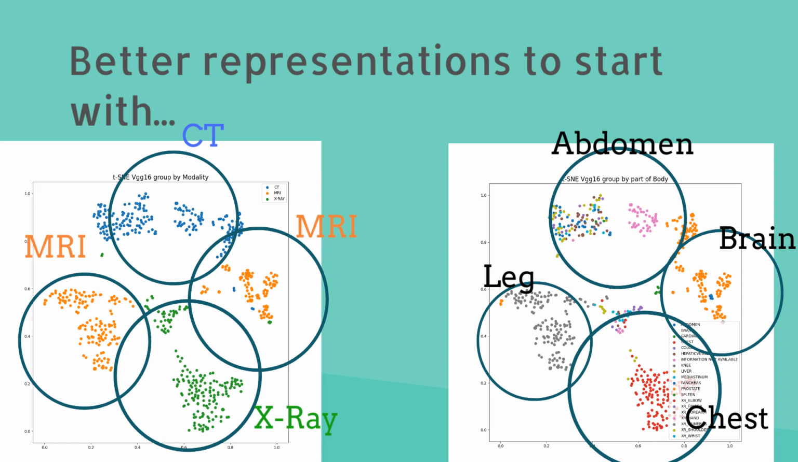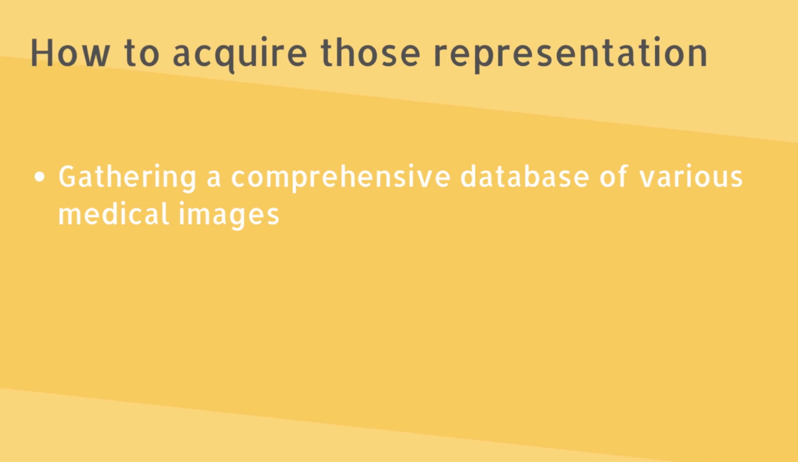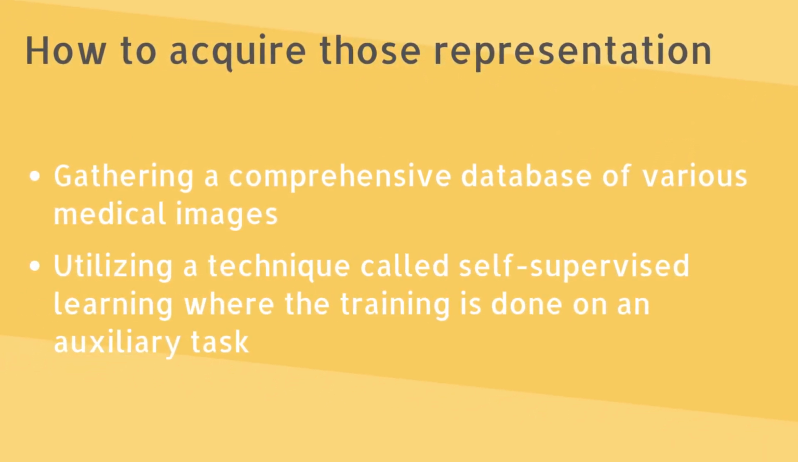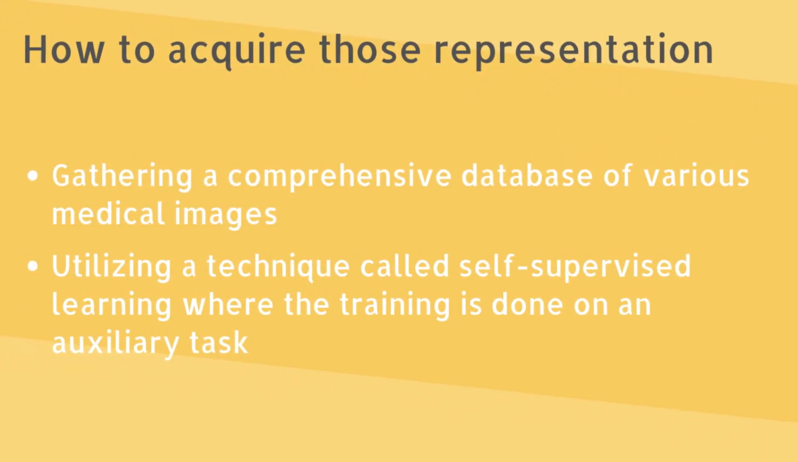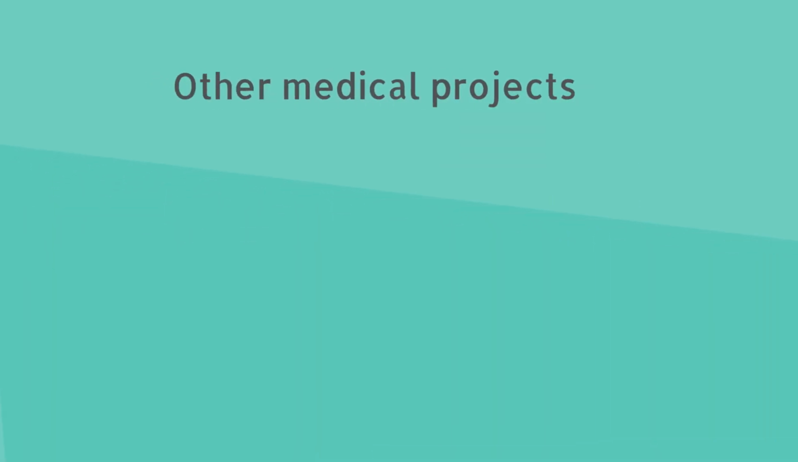In this example project, we have created a comprehensive dataset to cover various modalities and body parts. To avoid using the ground truth labels, we have utilized a technique called self-supervised learning, meaning that the network has been trained on an auxiliary task to learn the context, texture, and appearance of the images. This is an ongoing project. We are trying to further enhance the representations for diagnostic purposes.